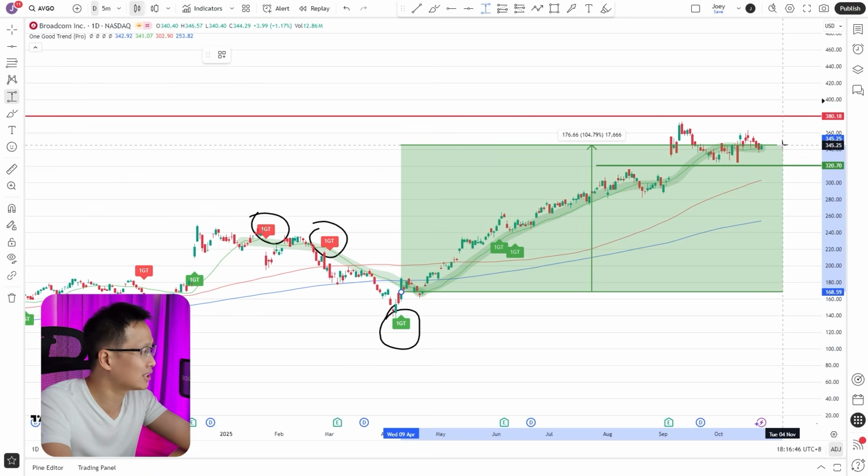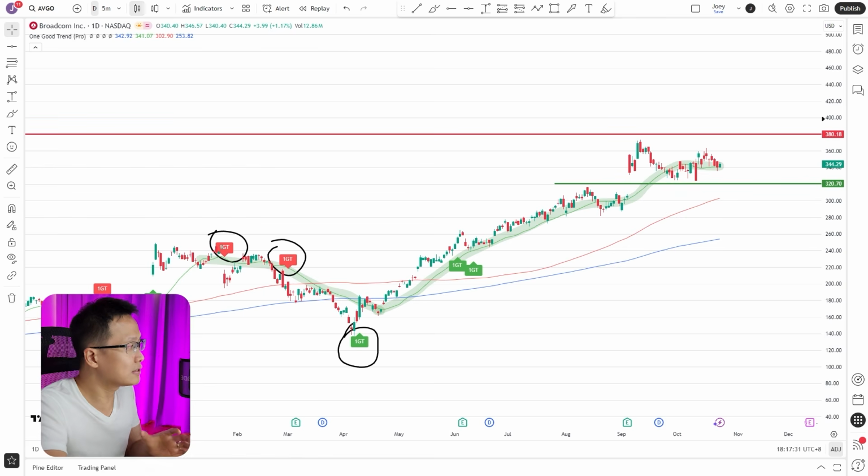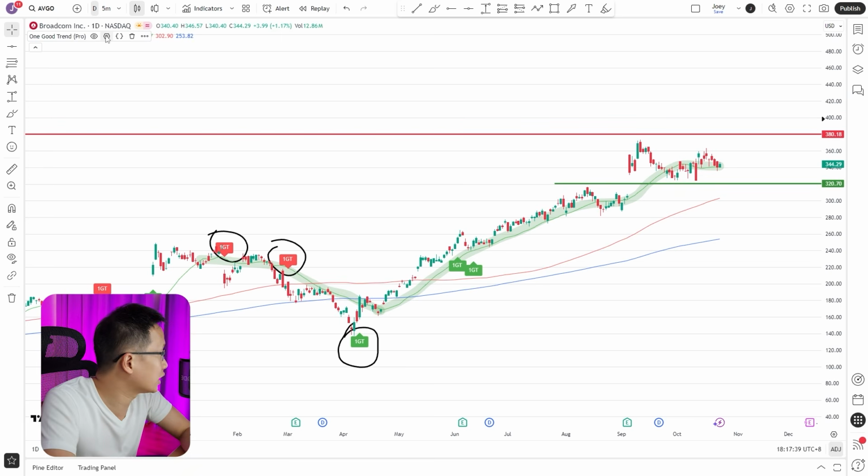You see what I'm saying, right? That's where we get the confirmation. That's where we get the confluence of more factors pointing to that particular trade. That's what we call a high conviction trade setup. So let's see if we can get another confirmation, right, on top of the bullish signals, bearish signals, and even the moving average as well, based on this one good trend pro indicator that I have, right?